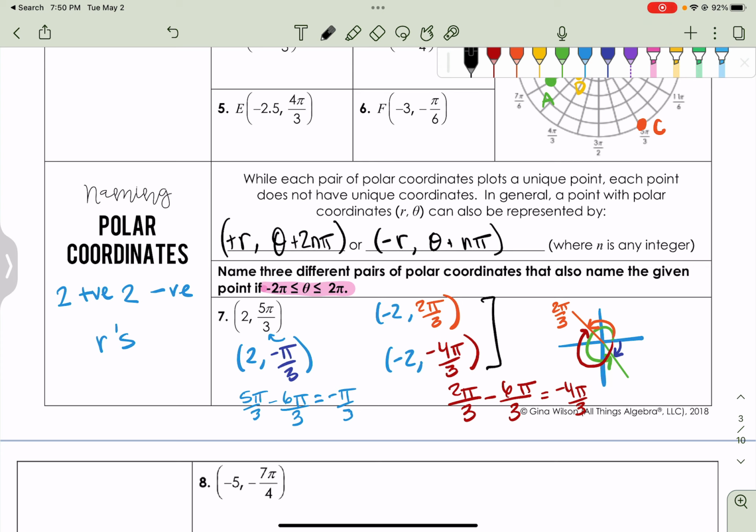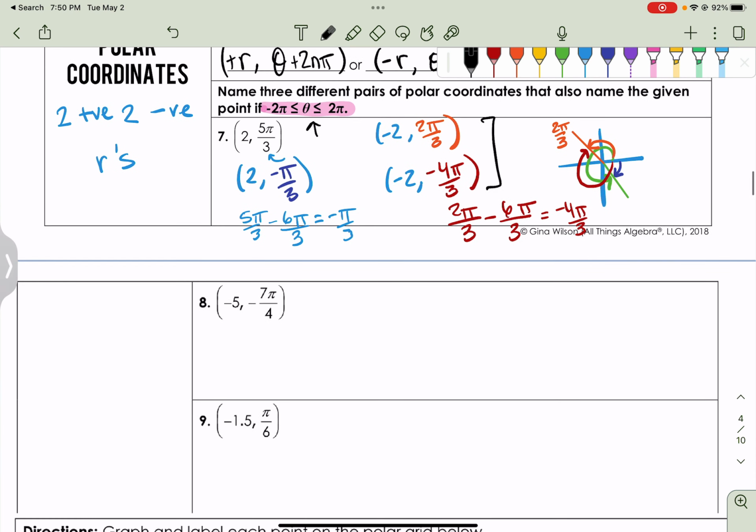But you can memorize a formula. If you keep r the same, add an even multiple of pi to theta. If you change the sign of r, then add an odd multiple of pi to theta. Either add or subtract so that you get something in that theta restriction from negative 2 pi to 2 pi. I'm going to leave 8 and 9 as exercises, so please check out the posted notes for those answers to check your work.